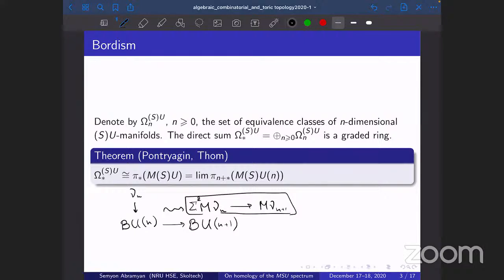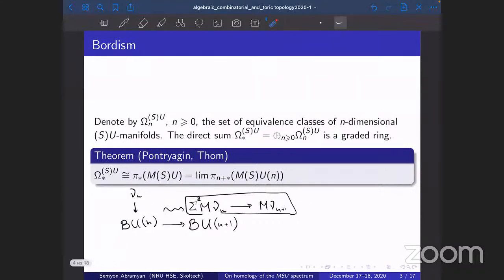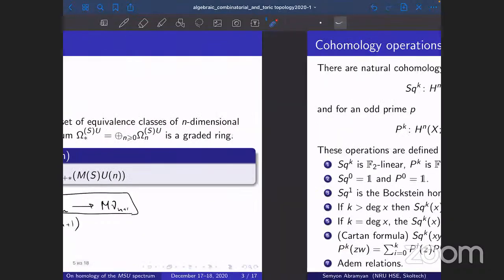So now, how to compute this? To compute it, we can use the Adams spectral sequence. I will show you its second term and the things to which it converges in a few slides. But first of all, I need to remind you some basic facts about cohomology operations.